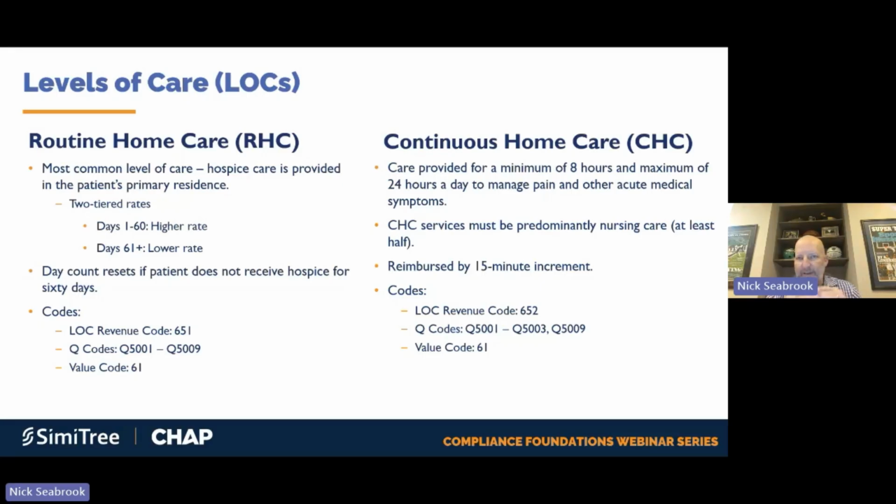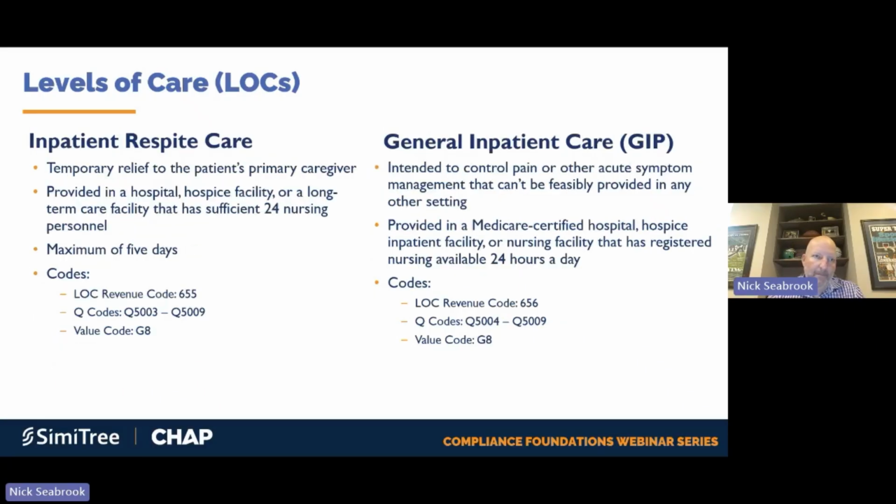So continuous care is basically care provided for a minimum of 8 straight hours and a maximum of 24 hours a day to manage pain and other acute medical symptoms. They must be predominantly nursing care, at least half of those visits. And how that's going to be measured and how it's going to be reimbursed is going to be in those 15-minute increments, compared to, with your routine home care, it's a per diem is what they refer to it as. It's a daily rate, regardless of the number of visits that are being performed or the length of those visits. You're going to get that same rate no matter what. For continuous care, it's going to be, again, based on those 15-minute increments on the actual length of the visits.